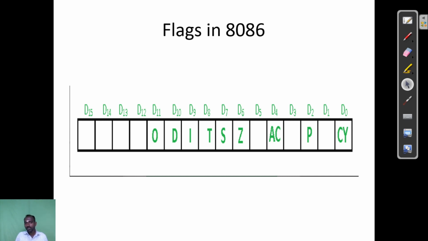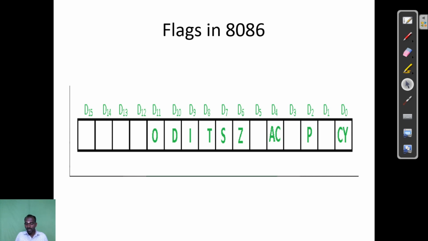So the overflow flag, if it is set, indicates that the arithmetic is overflow, that means the size of the result exceeds the capacity of the destination location. These 6 are the arithmetic and logical operation flags. The remaining are the direction flag, interrupt flag, and trace flag.